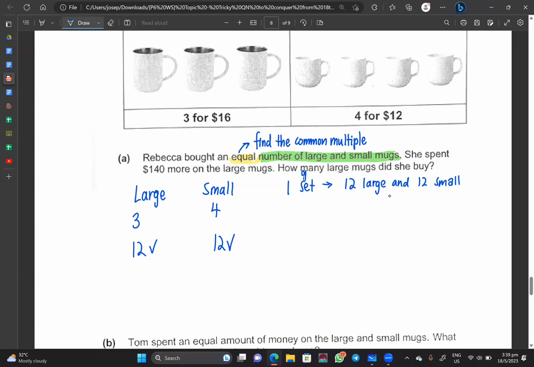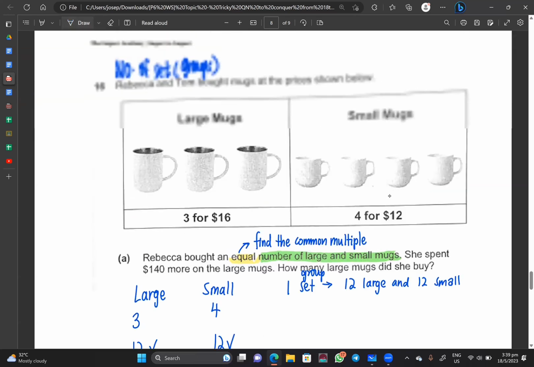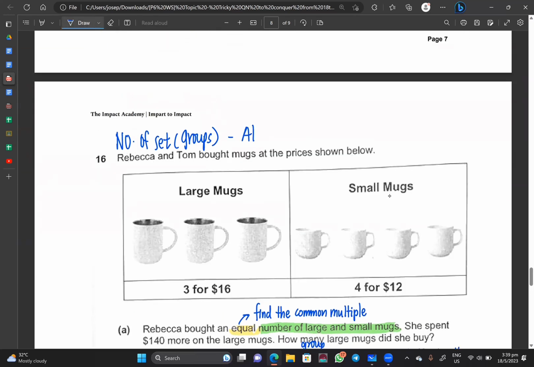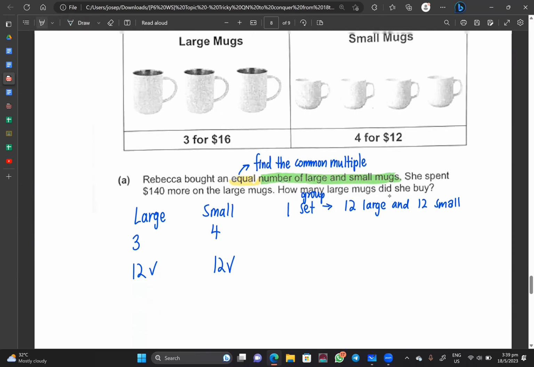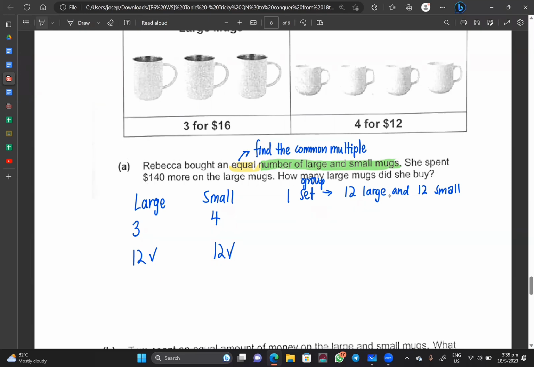If any one of you prefer to use the word group, go ahead. Make sense? So a number of sets question requires us to find what? To always find my one set or group. Make sense? Once you're done with this, what you want to do next is this. They tell us that she spent how much? $140 more. The word more means the difference. The word more means the difference.